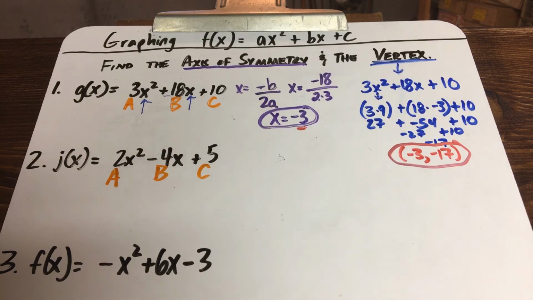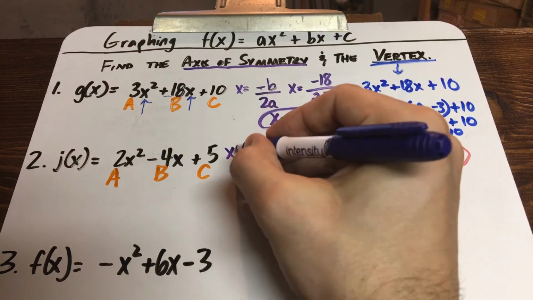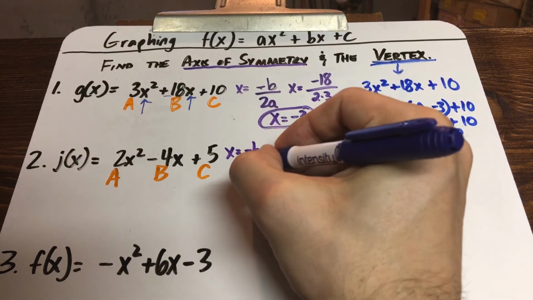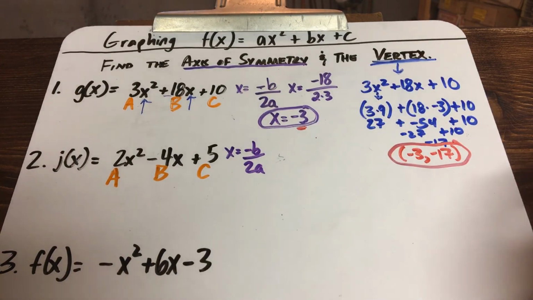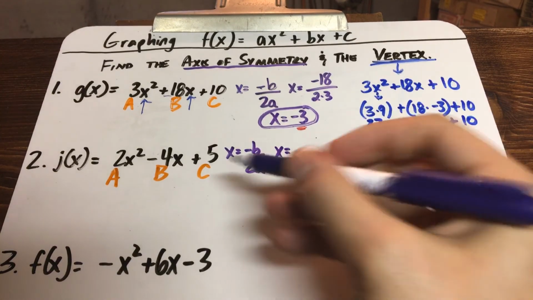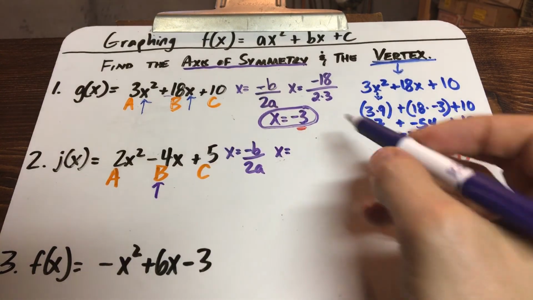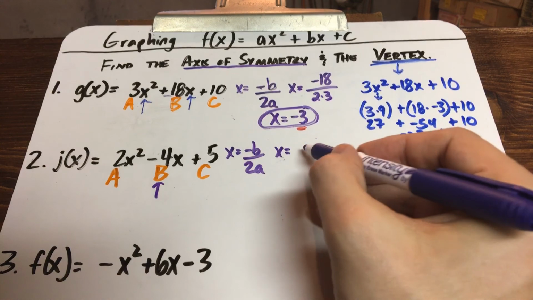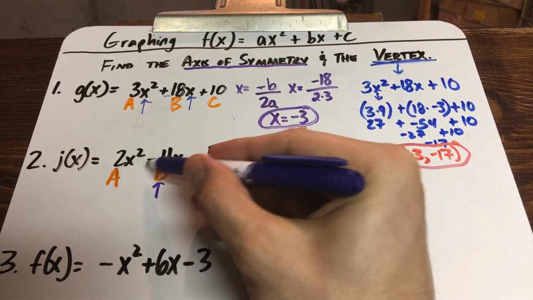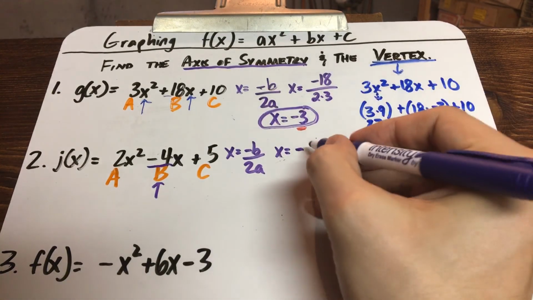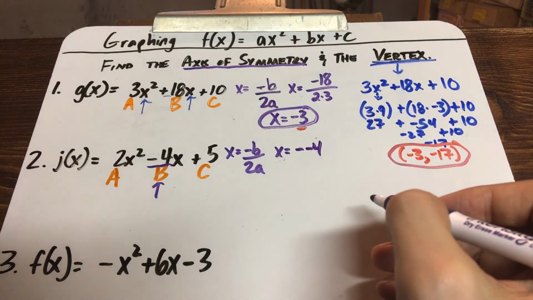Step 1, axis of symmetry. My formula is x equals negative b over 2a. Okay, let's plug it in. Negative b, my b is right here. It says negative b, and my b is -4. So it's like negative -4, right?